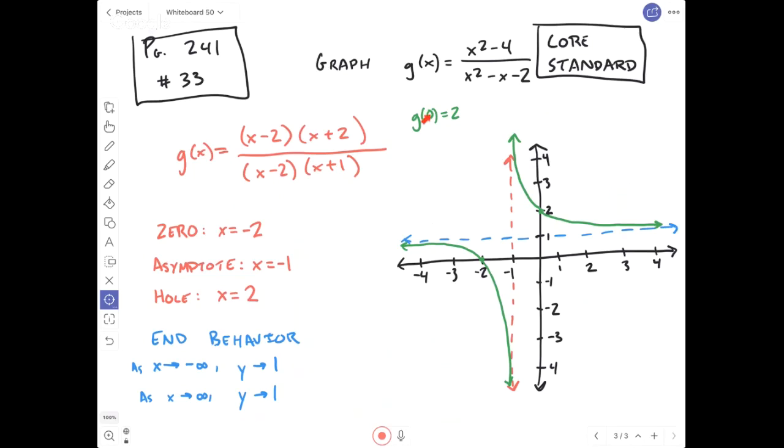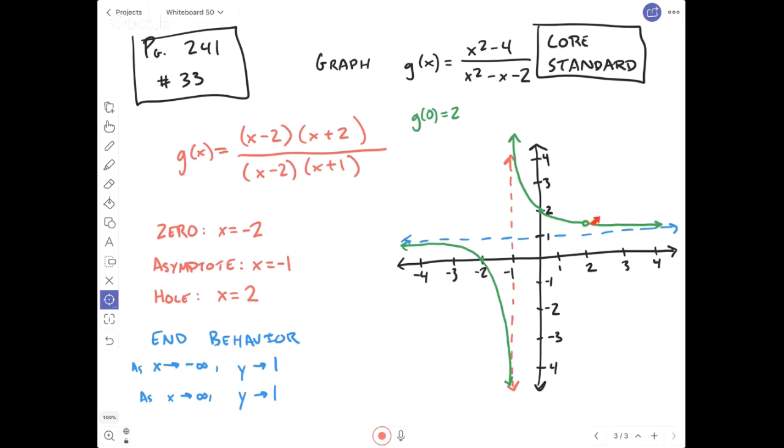I know when I plug in 0, I get 2. So I've got 0, 2. And then it needs to be approaching y equals 1 as I go towards positive infinity. So I got to be headed towards that asymptote. The only thing I'm missing now is that I know I have a hole at x equals 2. So I'm going to erase a little bit of graph to give myself a hole at x equals 2. Hole.